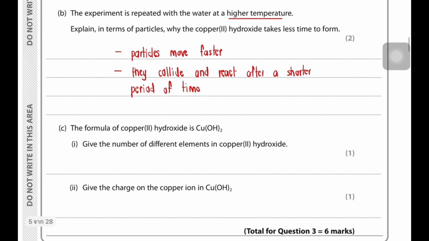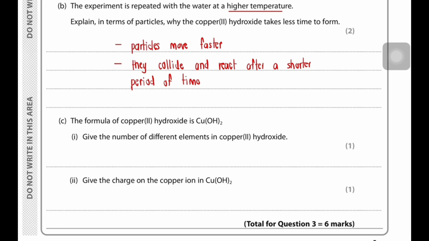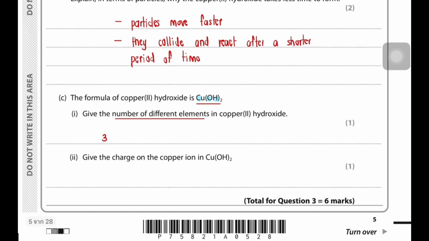Then question C. The formula of copper hydroxide is this one. Give the number of different elements in copper hydroxide. So we have three different elements, which are copper, oxygen, and hydrogen. So the answer is 3. Then give the charge on the copper ions in copper hydroxide. Since the charge of hydroxide is -1, -1 times 2 is -2, but the overall charge of this compound is 0, so that means the charge on copper ion is +2. So the answer is 2 positive.